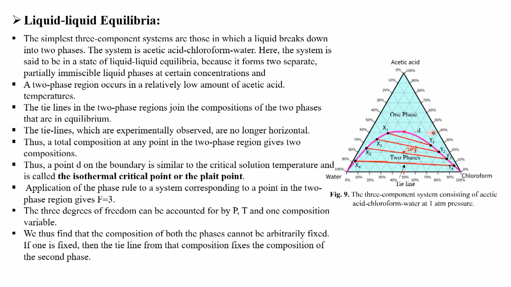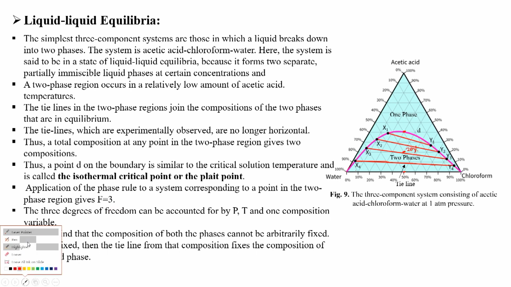Means just if we reach this point, we still have two phases, but if we increase a little more, if we add a little more acetic acid, we get one phase right here. So this point is called the isothermal critical point or the plait point. Now, the application of the phase rule to a system corresponding to a point in the two phase region gives F equals 3.